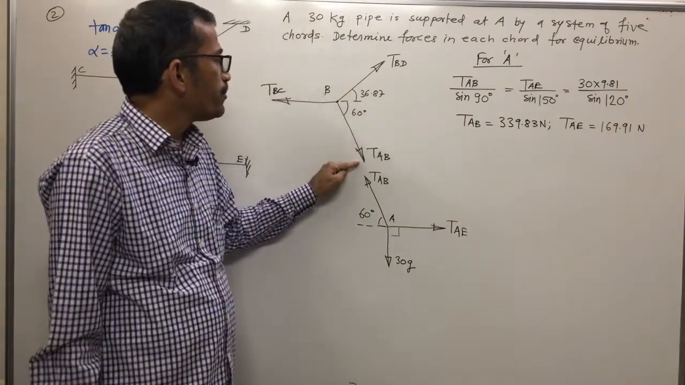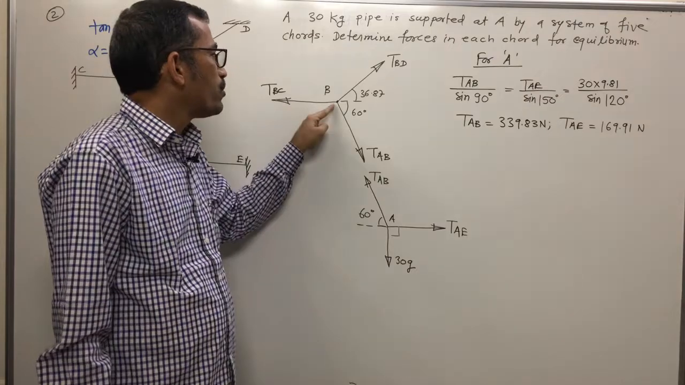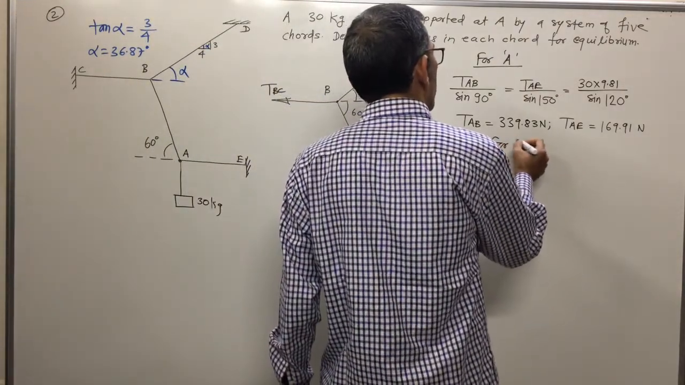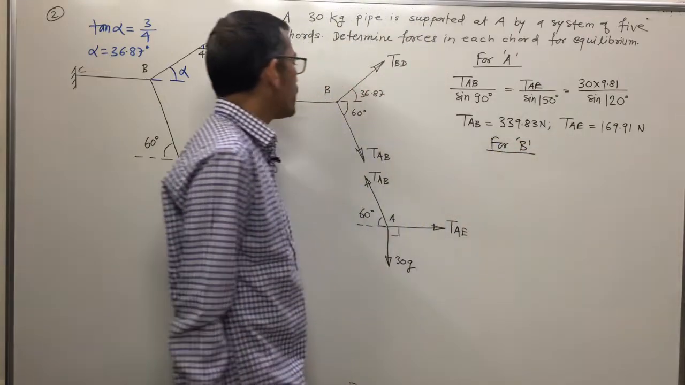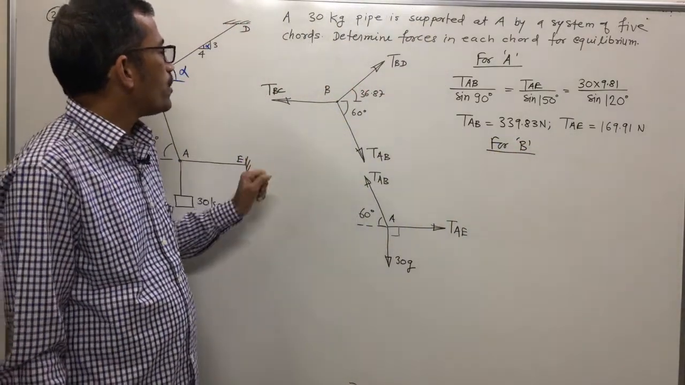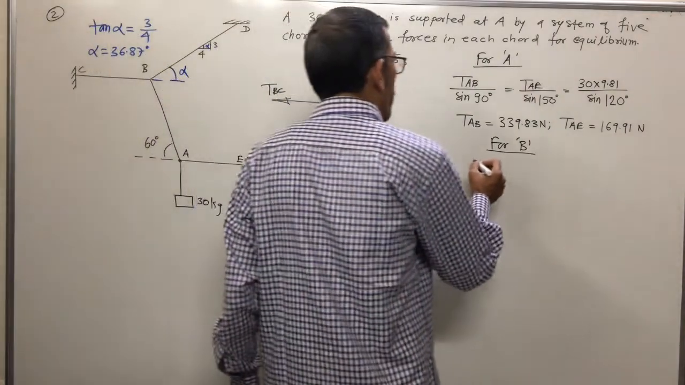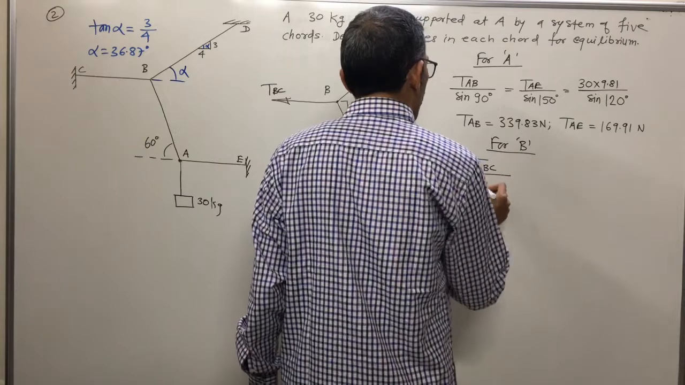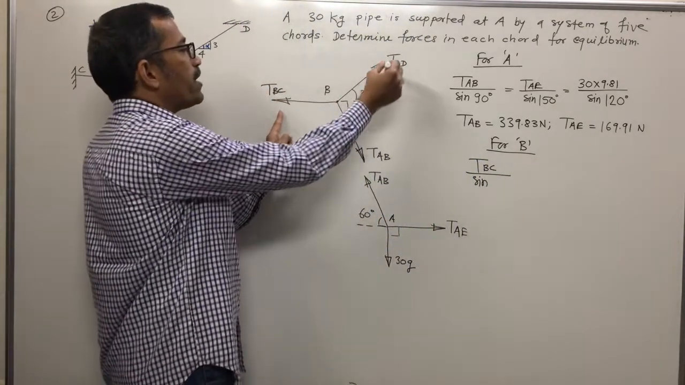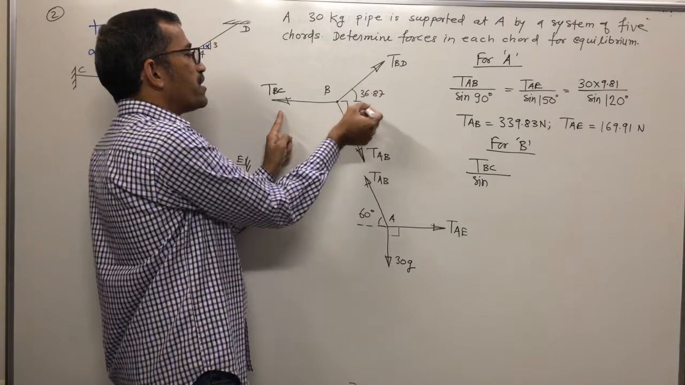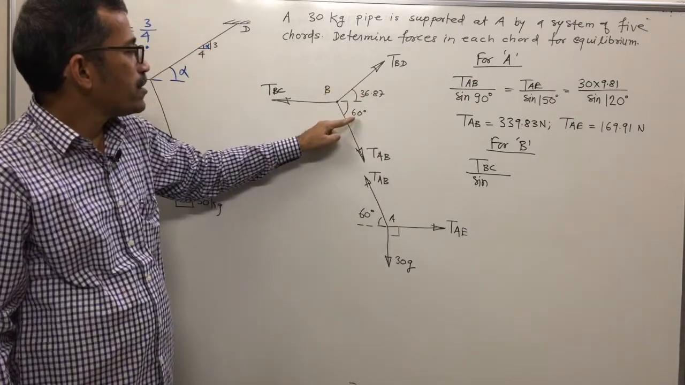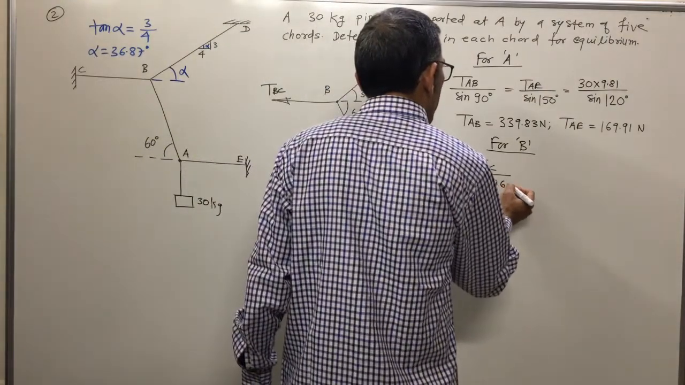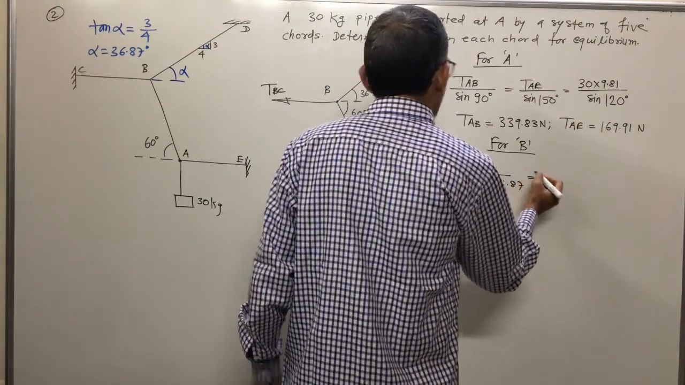Now TAB you know. BD and BC I will find out. We will apply Lami's theorem again, for B, the joint where all these 3 cords are connected. AB is known. Let's write TBC first. TBC upon sine of which angle? Think over it. TBC upon sine of the angle between these 2 forces. 60 plus 36.87, so 60 plus 36.87 is 96.87. Is this clear? Yes.